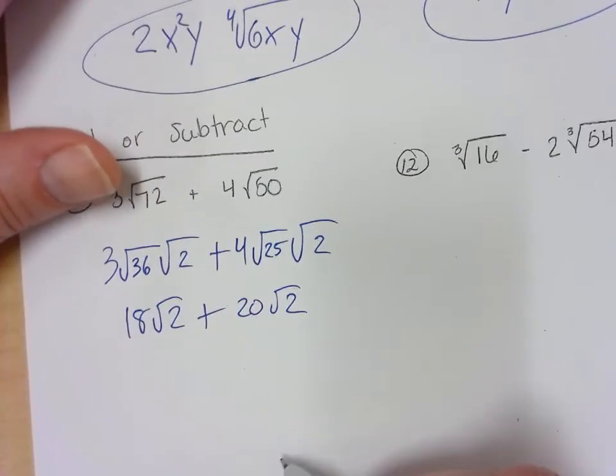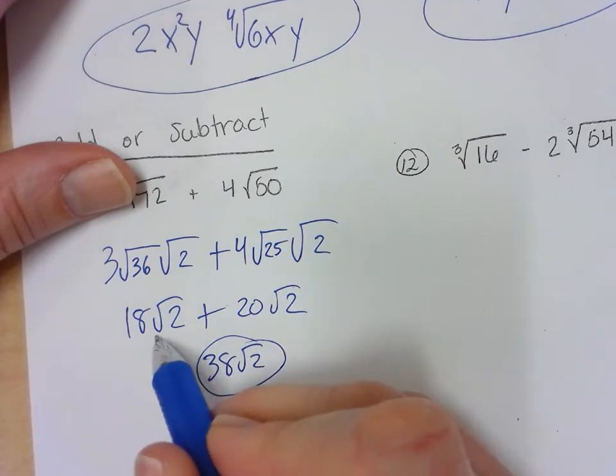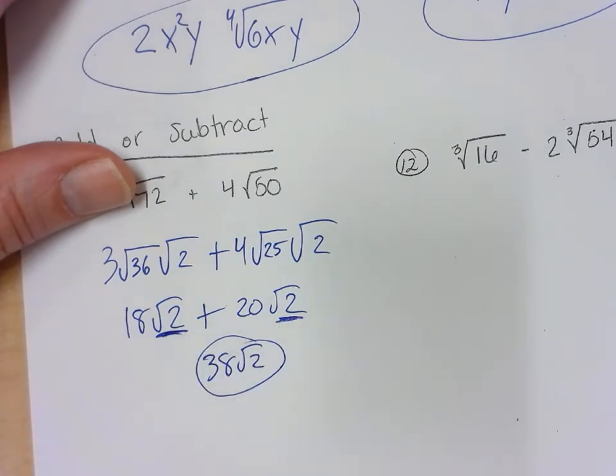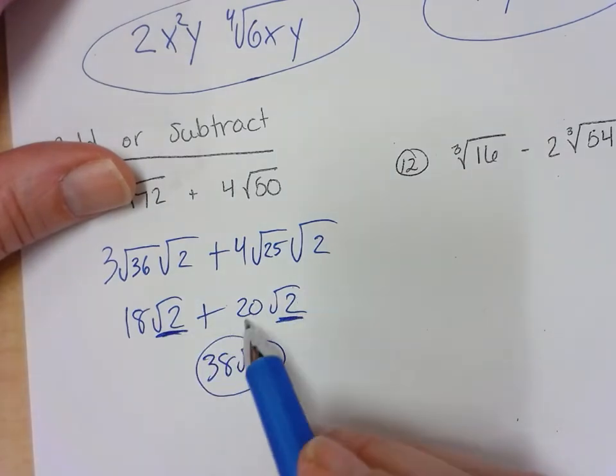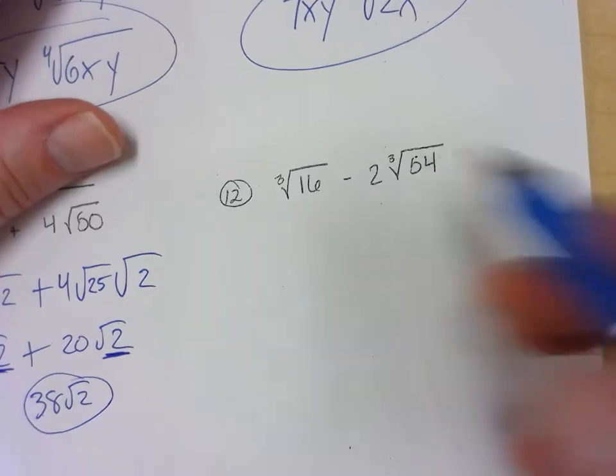How many radical 2's in all? 38, radical 2. So this makes them be the same size. You have 20 pieces that are all the same size and 18 pieces that are all the same size. So how many in all? 38. Okay, split this up.